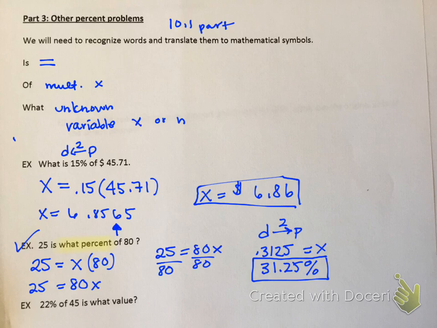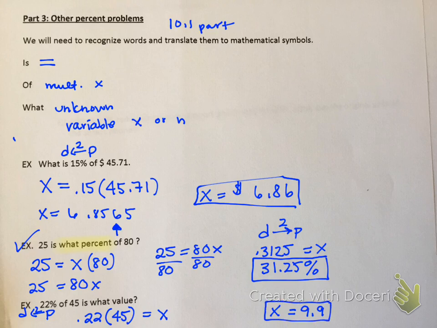All right, last one. 22% of 45 is what value? So once again, I cannot use a percent. I got to change this to a decimal. So I'm going to take the decimal place and move it 2 places to the left. So I get 0.22. Of means multiply. So I multiply times 45. Is means equals. And what value is X? So in my calculator, I take 0.22 times 45, and I find out that X equals 9.9.